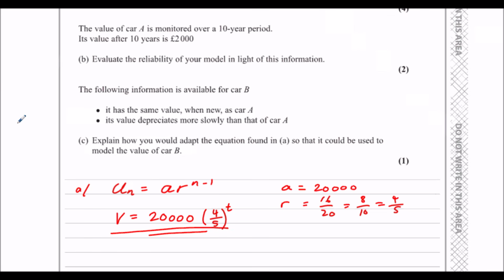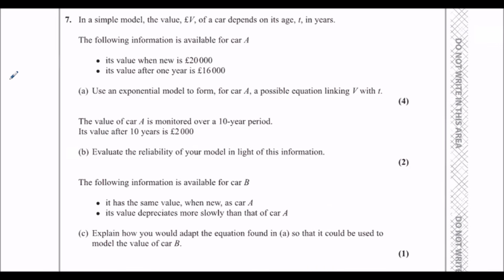If we did it the other way, we would have used a e to the kt. So a would have been the 20,000, and we would have had to use t as 1 when v is 16,000 to find k, and then we would have had a different kind of exponential equation.